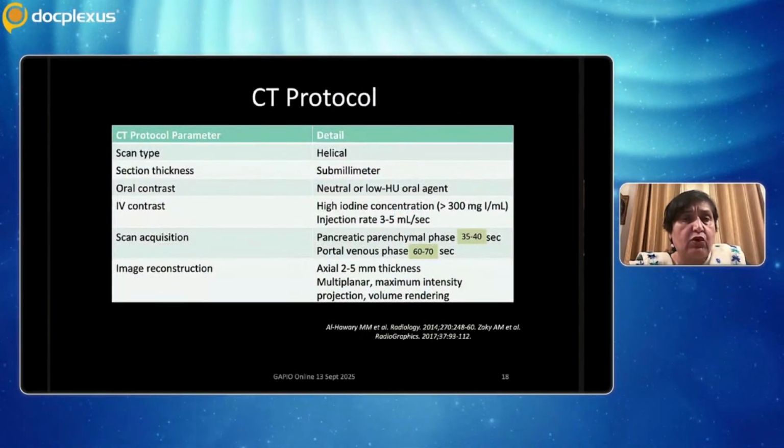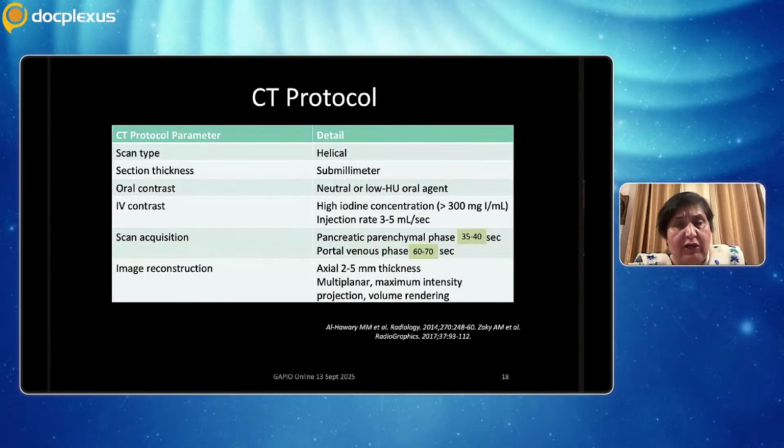What is the CT protocol we use? It's a helical CT, obviously, which we do now. You can even do dual energy, but I think the speaker following me would speak about it, since he's talking about advances. The section thickness is sub-millimeter. Your oral contrast should be a neutral oral contrast. We give water and mannitol at our center. We give high iodine concentration.